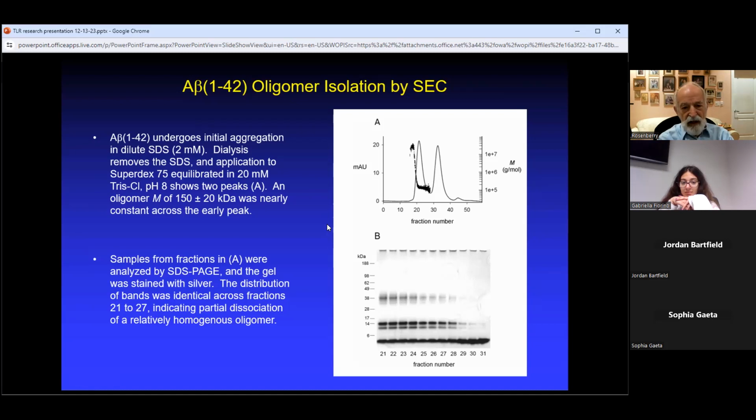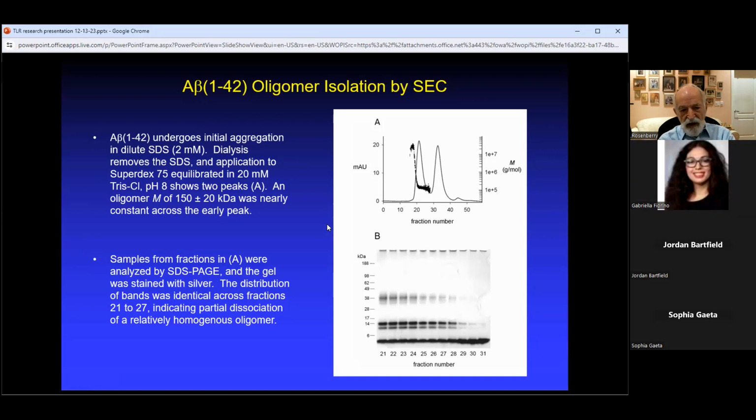And then we did size fractions across the peak. Those are shown in panel B. And the gel was stained with silver. That stains protein of any kind that you fractionate on an SDS polyacrylamide gel. And the distribution was identical across fractions 21 to 27, indicating partial dissociation of the relatively homogeneous 150 kilodalton oligomer.